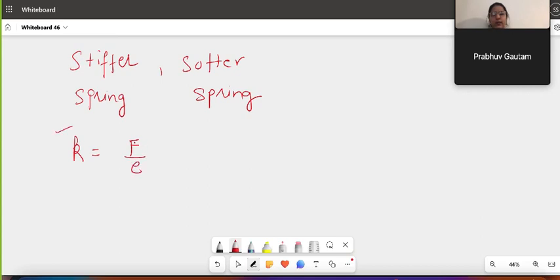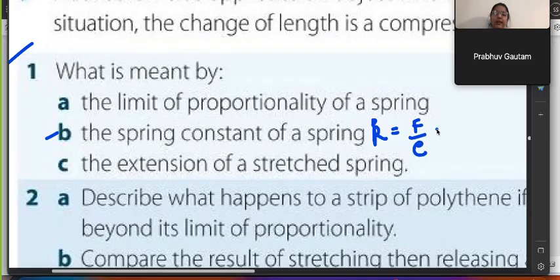Spring constant means how much force we have to apply. If we have to apply more force, that means the spring constant will be more. So in order to stretch the stiffer spring, we have to apply more force. So if the force is more, then k, the spring constant, will be more. So for the stiffer spring we have a greater spring constant. So F, force, is in newtons, and extension, let's say, is in meters, so the unit is Newton per meter.